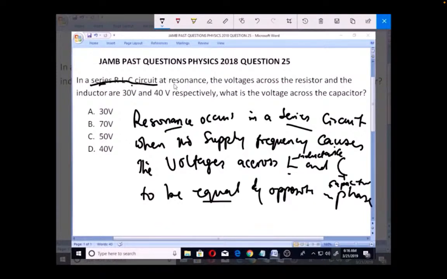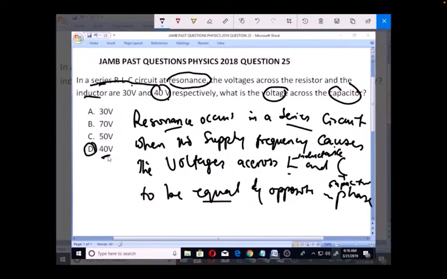So for there to be resonance, since we are saying that resonance is happening, it simply means that the voltage in the inductor, this is the inductor, the voltage here is 40, is the same as that of the voltage of the capacitor. So the voltage of the capacitor is supposed to be 40 as well.